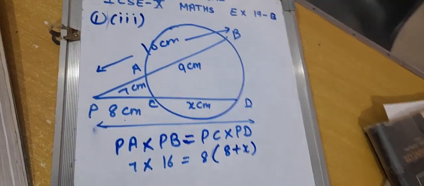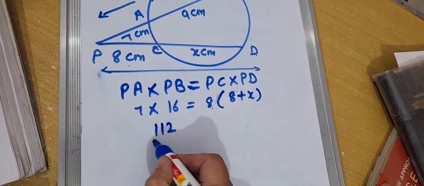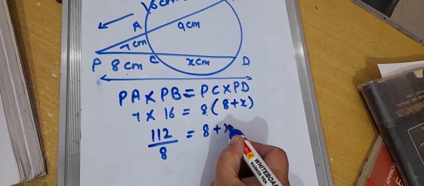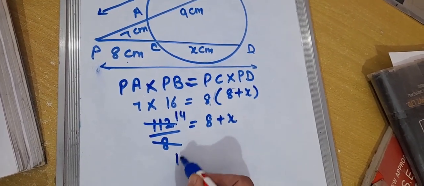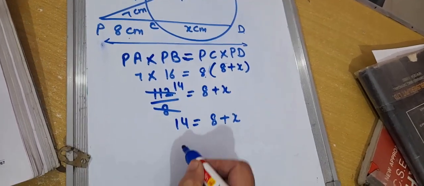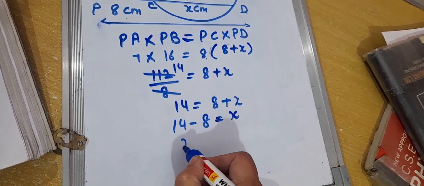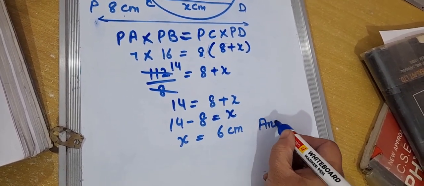Now let's solve this. So 7 into 16, 112. This 8 will come here. 8 plus X. Cut this. 14. So you get 14 equal to 8 plus X. Now subtract this 8 from 14. You get the value of X. That is 6 centimeter. This is your answer.